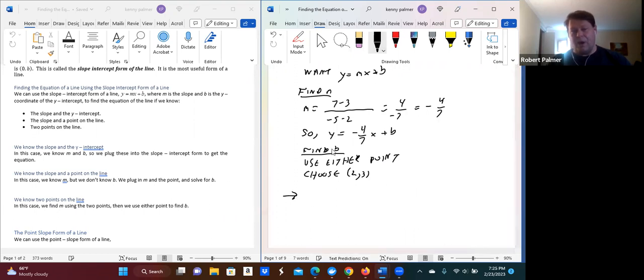So that's going to be y, which is 3, is equal to negative 4 sevenths times x, which is 2, plus b. Okay, this will become 3 is equal to, this is 2 over 1, multiply straight across for fractions, negative 8 sevenths plus b. And like the previous example, I'm going to use an LCD of 7, multiply both sides by 7.